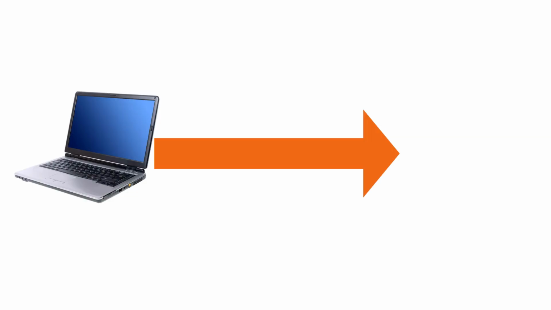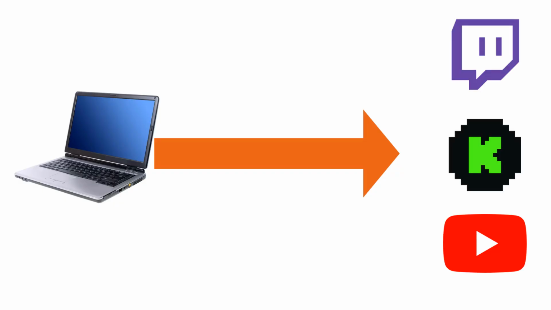Alright, so step number one, we need to get ourselves OBS. What is OBS, you might be asking? OBS stands for Open Broadcaster Software. It's a piece of software that's going to be on our computer, and it's going to send the signal from our computer over to whatever live streaming service we want to use. Kick, Twitch, YouTube, wherever you want to start your live streaming career.